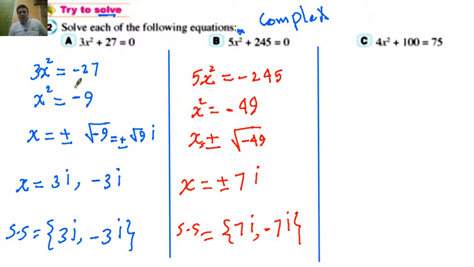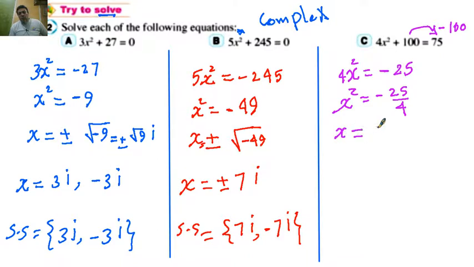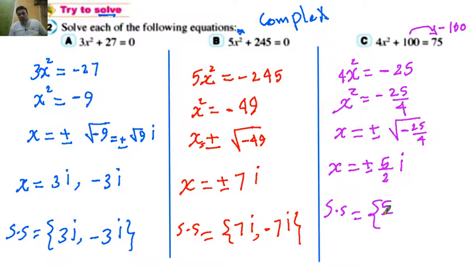Number C, like number A and B, 4x squared equals 75 minus 100. The additive inverse of 100 is negative 100. Then the result equals negative 25, divided by 4, then x squared equals negative 25 over 4. By taking the square root, then x equals positive or negative square root of negative 25 over 4. Then x equals positive or negative, the square root of 25 is 5, the square root of 4 is 2, and the square root of negative 1 is i. Then the solution set equals positive 5 over 2 i and negative 5 over 2 i.